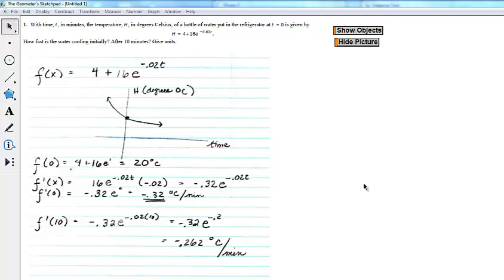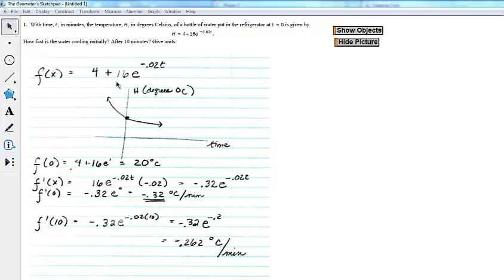This is number 1 of 4.6. With time, T, in minutes, the temperature, H, in degrees Celsius, of a bottle of water put in the refrigerator at T equals 0, in other words, when time starts, is given by this equation. H, the temperature, is 4 plus 16 e to the negative 0.02 T. Given how ugly those numbers are, I'm guessing that this is probably pretty realistic. How fast is the water cooling initially, after 10 minutes, and then give units?